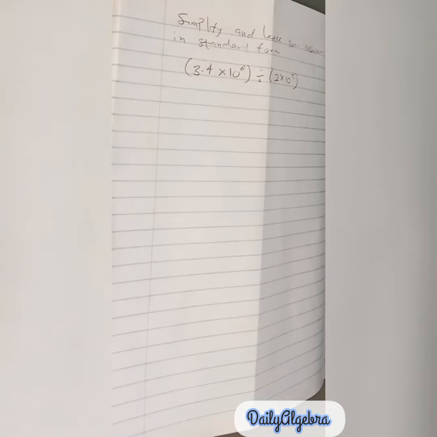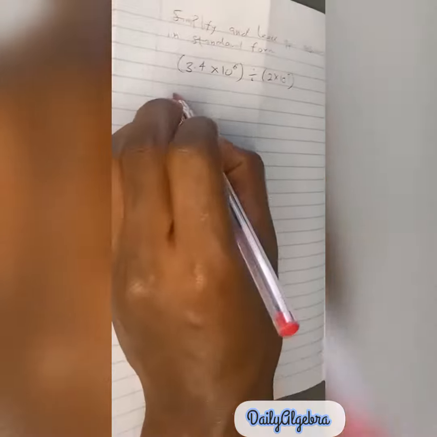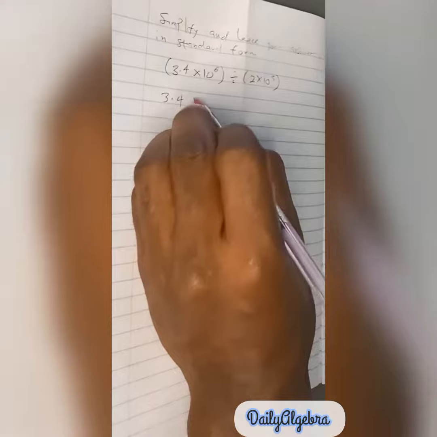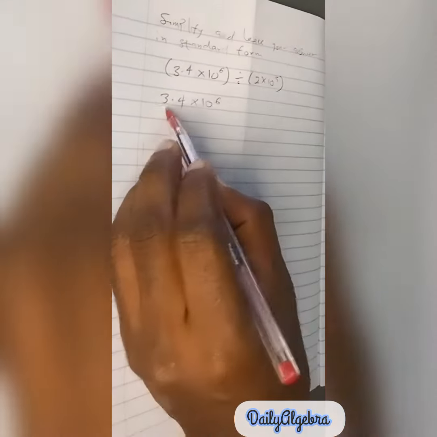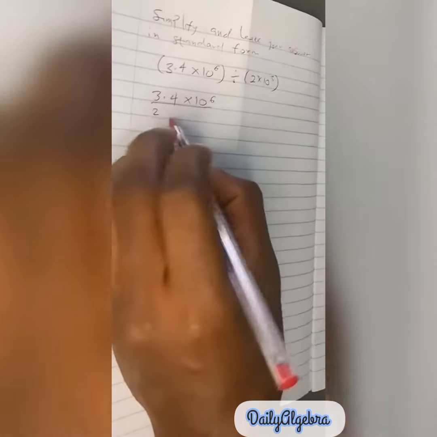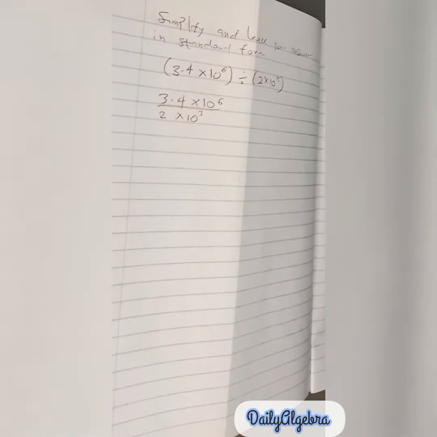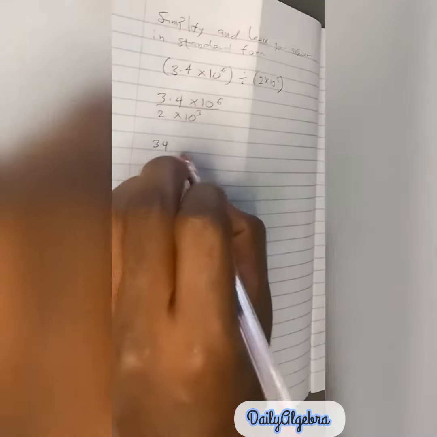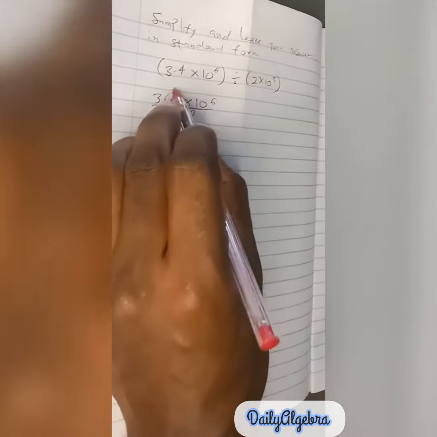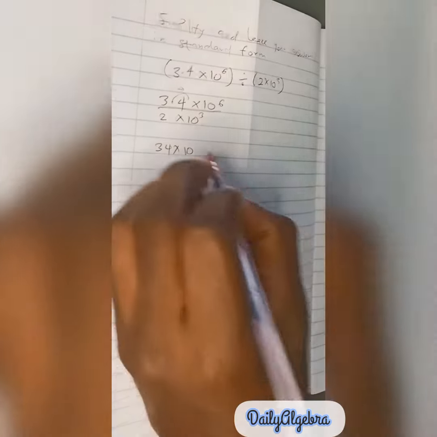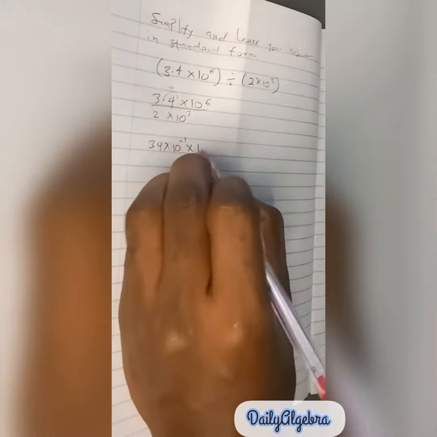You go by it this way: 3.4 times 10 exponent 6, you divide by 2 times 10 exponent 3. You choose to change your decimal to a whole number. By doing that, you are going to get 34 times 10. You go here once in that direction, so the power is negative. So, power negative 1 times 10 power 6.